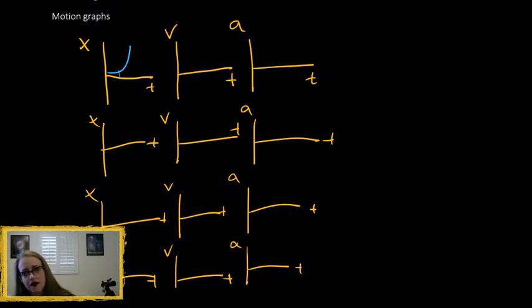Well, let's look. The rate of change of this line increases, so our velocity increases, but our acceleration stays constant. So here we have a positive position, a positive velocity, and a positive acceleration. So this object is speeding up.